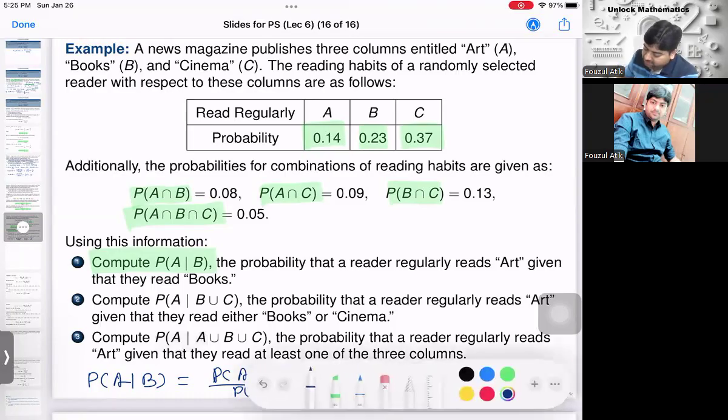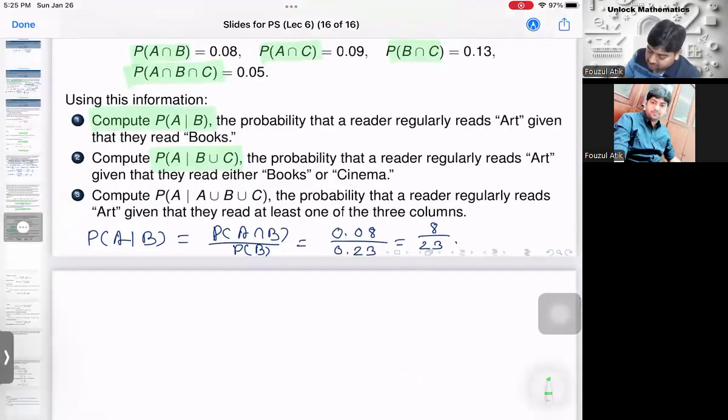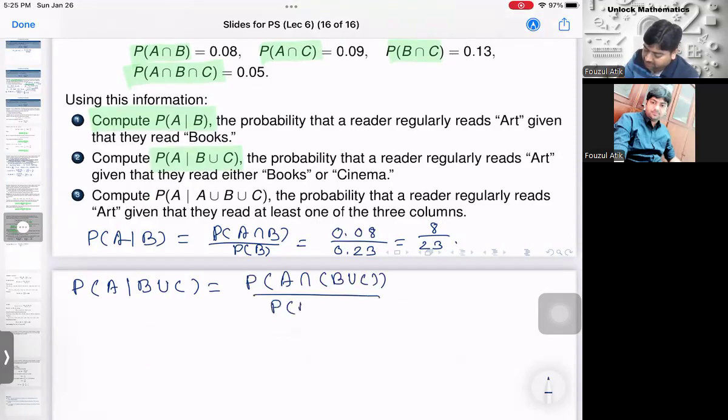It says compute the probability of A given B union C. Okay, let us do. So you have to get P of A given B union C. How to do that? We know the formula. It is P of A intersection B union C, divided by P of B union C. This is the conditional probability formula.